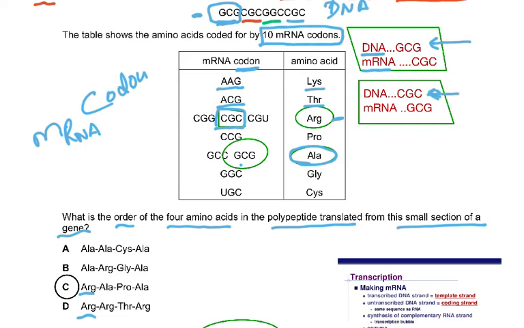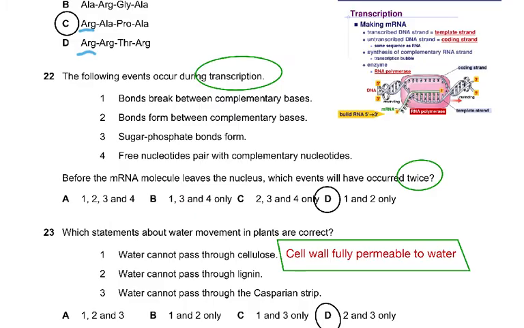Now looking at question 22, the following events occur during transcription. Transcription is DNA to mRNA. Bonds break between complementary bases. Yes, between the DNA double helix, bonds break. Then bonds form between the template strand of the DNA and the mRNA. Then the sugar phosphate bonds form. Then free nucleotides pair with the complementary nucleotides. Now, before the mRNA molecule leaves the nucleus, which events will have occurred twice? Which events will have occurred twice?